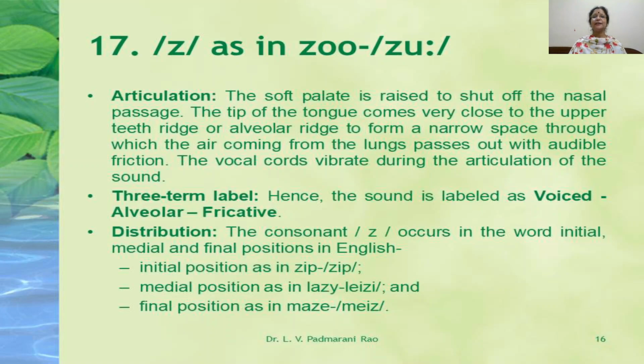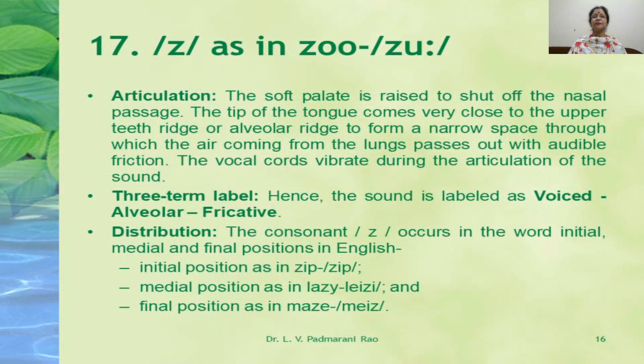Z as in Z-O-O, zoo. That's right. During the articulation of this sound Z, the soft palate is raised to shut off the nasal passage of air. The tip of the tongue comes very close to the upper teeth or the alveolar ridge to form a narrow passage through which the air that is coming out from the lungs passes with an audible friction.